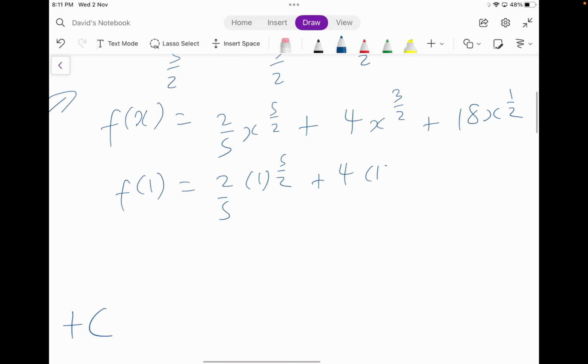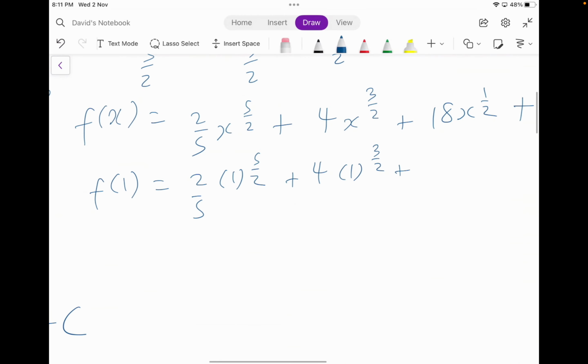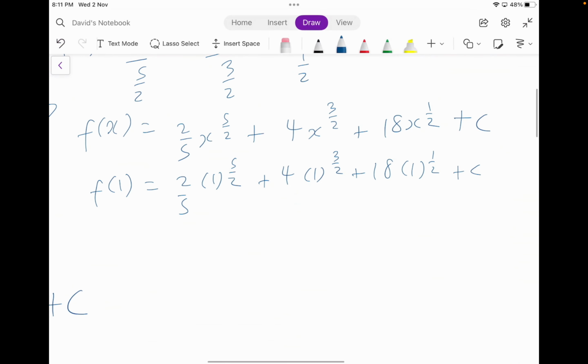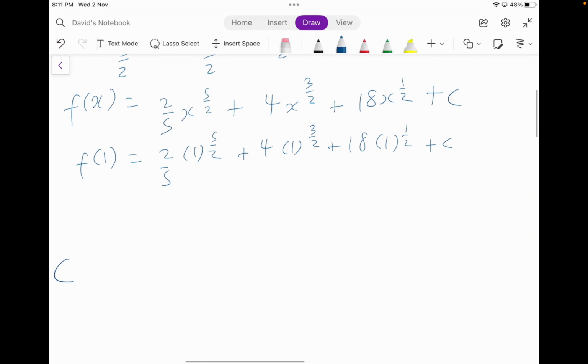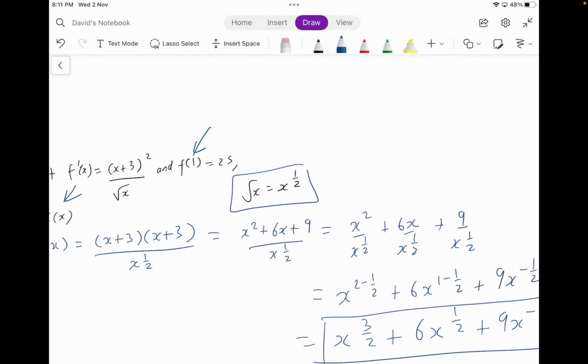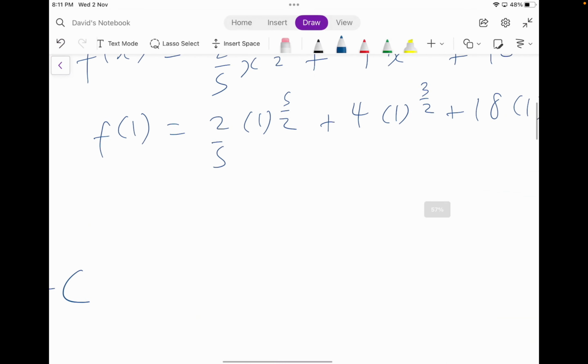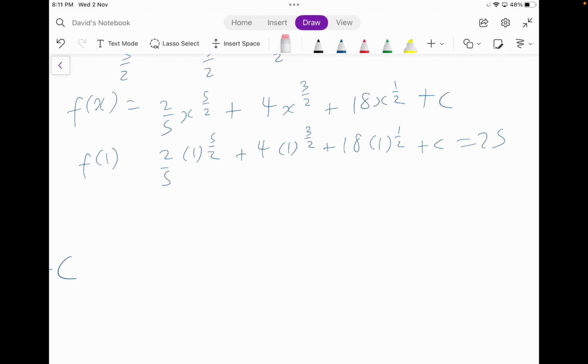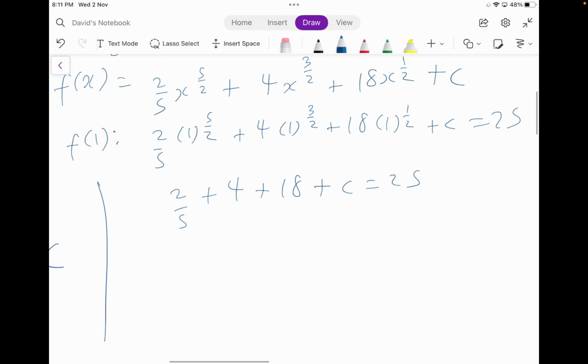So it's just going to be 1 raised to power 3 by 2 plus 18 times 1 raised to power half plus c. The value of c doesn't change, but they are equivalent to 25 since they have mentioned that f brackets 1 is equivalent to 25. So once you do that, you're going to write this down like this. 2 by 5th, this is just going to become 2 by 5th plus 4 plus 18 plus c is equivalent to 25. All we need to do now is find c's value.